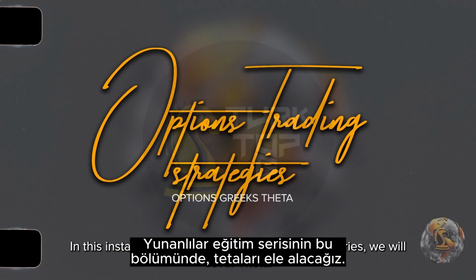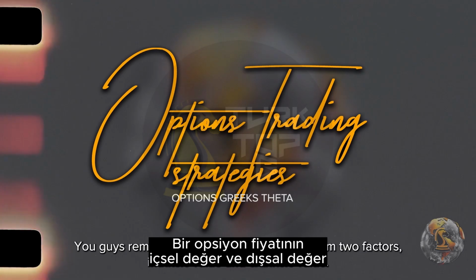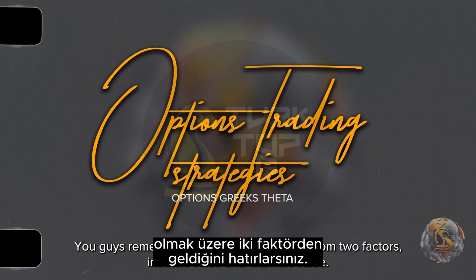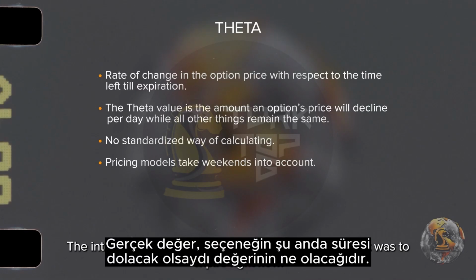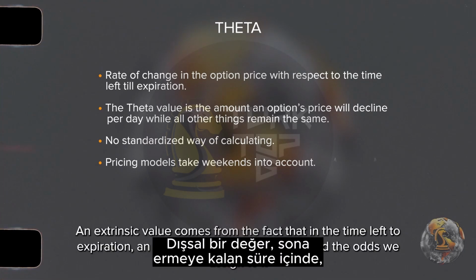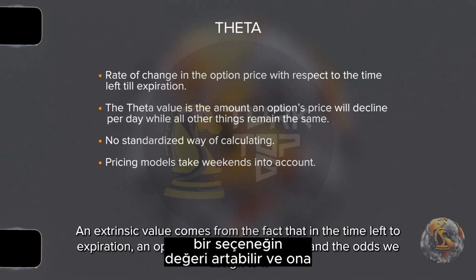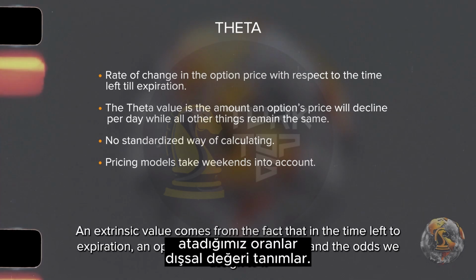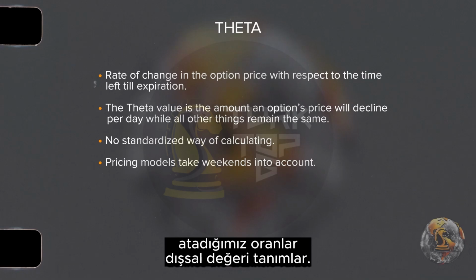In this installment of the Options Greeks tutorial series, we will cover theta. You guys remember an option price comes from two factors, intrinsic value and extrinsic value. The intrinsic value is what the option would be worth if it was to expire right now. An extrinsic value comes from the fact that in the time left till expiration, an option can increase in value, and the odds we assign to it defines the extrinsic value.